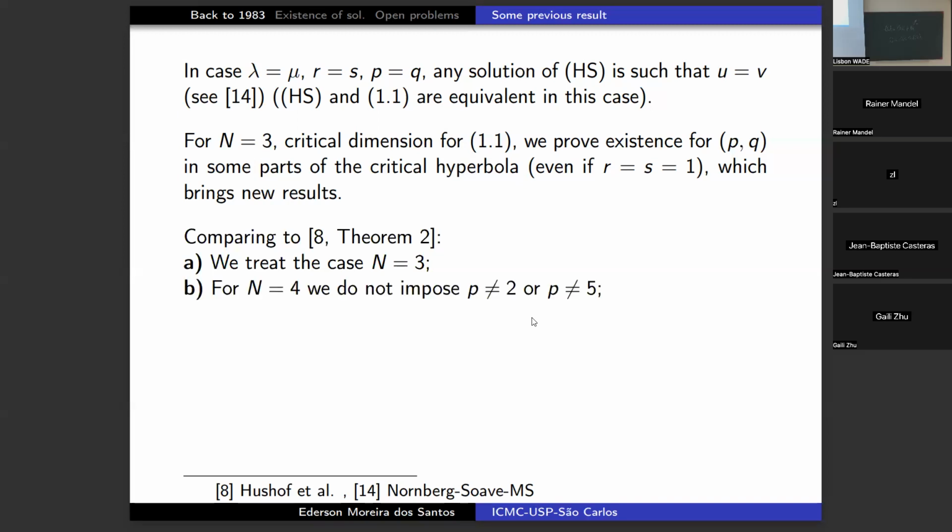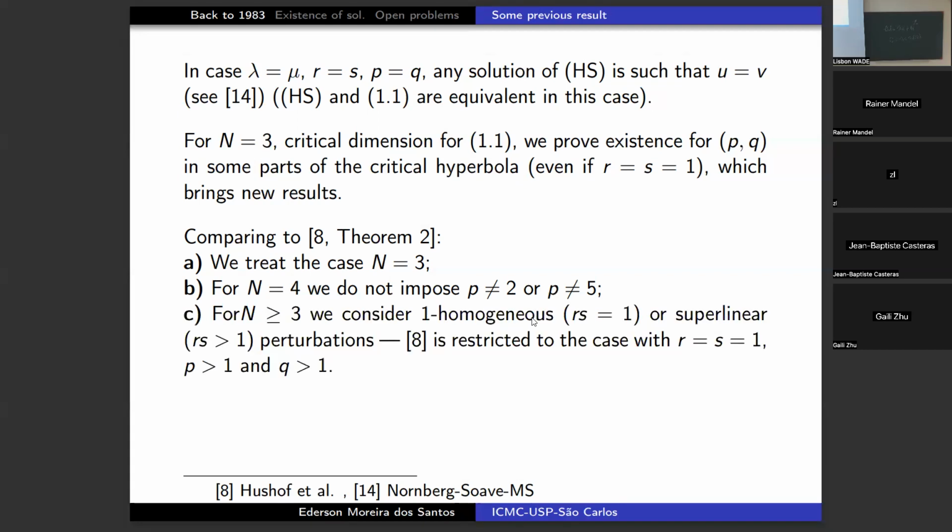For n equals 4, due to some technical condition, in this paper by Hulshof, Mitidieri, and van der Vorst, they consider P different from 2 and P different from 5. This was technical. These are very delicate estimates, and they could not manage to get good estimates for this case. So in dimension 4, if you look at the hyperbola, they removed 2 points on the critical hyperbola that they could not treat.